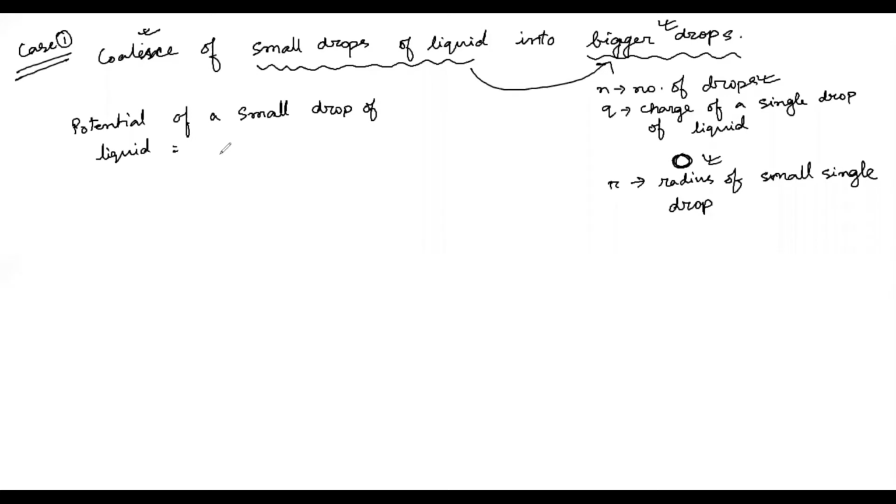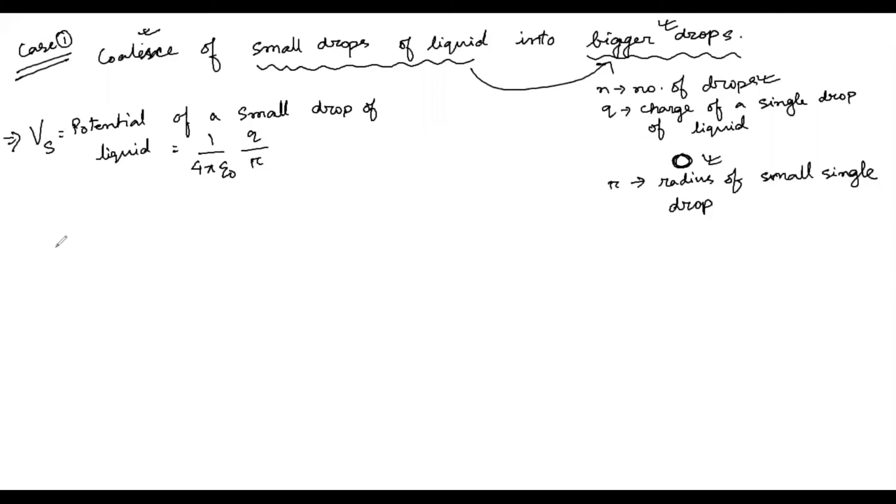So we will have it as 1 by 4 pi epsilon naught q by small r. This r is the radius of that small drop, and this q is the charge given to that small drop. Let's say that it is V suffix small s. So this will tell you the potential for a single small drop of liquid.